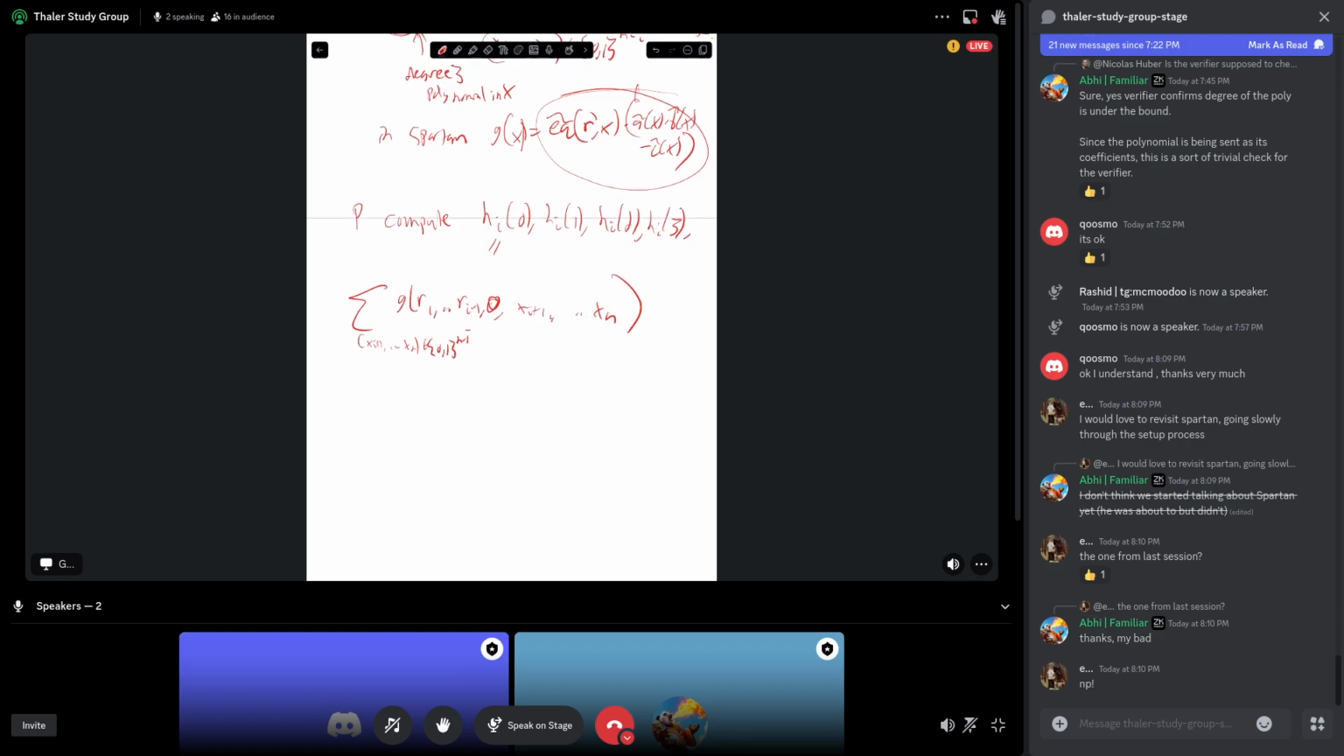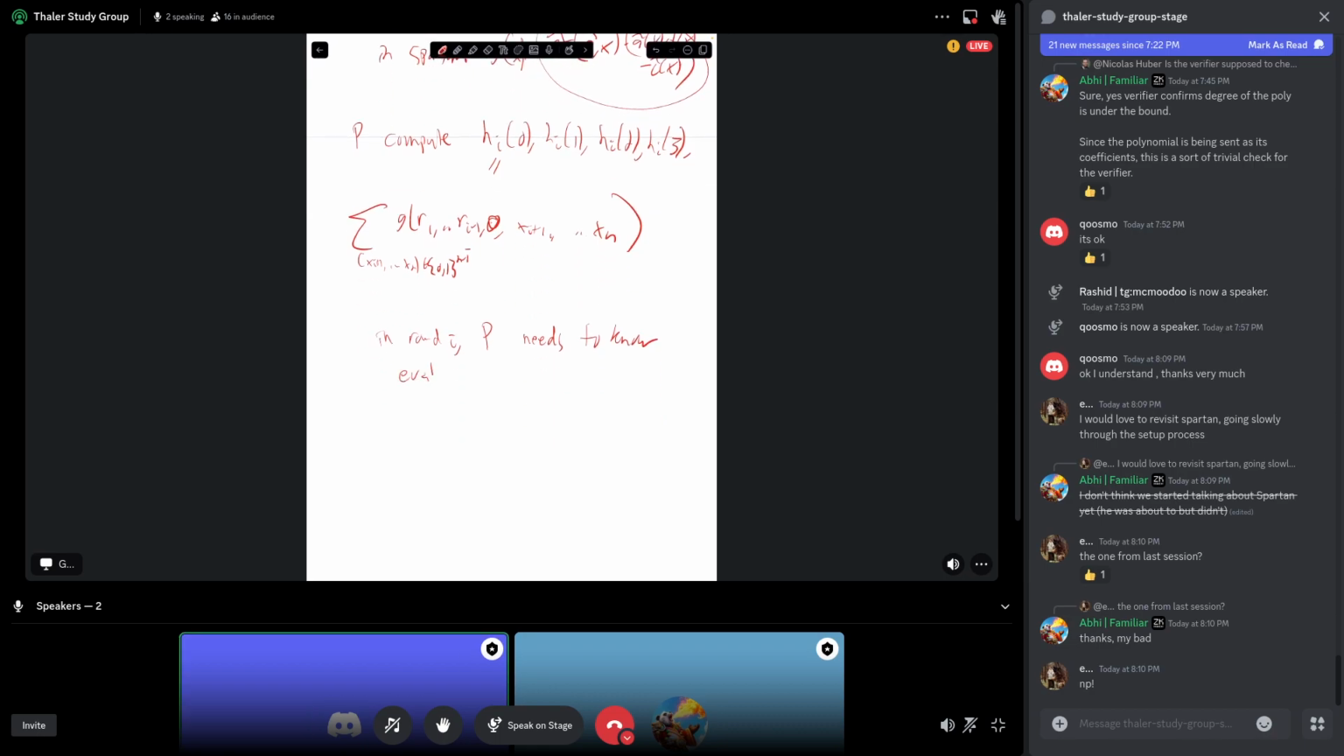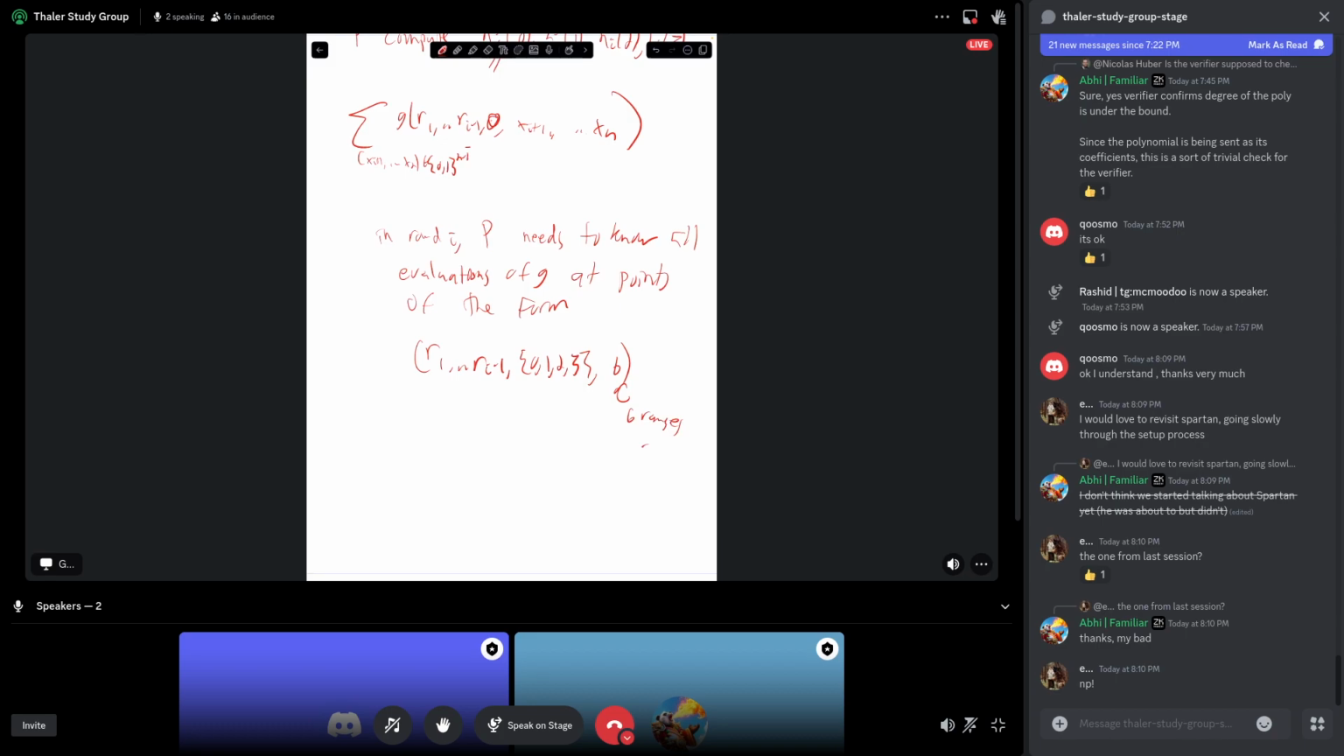Okay, so this means what the sum-check prover does is, in round i, the sum-check prover really needs to know all evaluations of g at points of the form r_1 up to r_{i-1}, comma, 0, 1, 2, 3, comma, b, where b ranges over {0,1}^{n-i}.